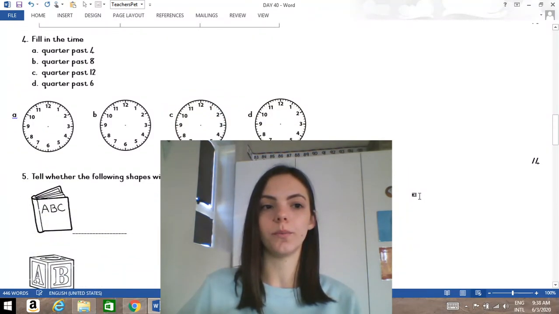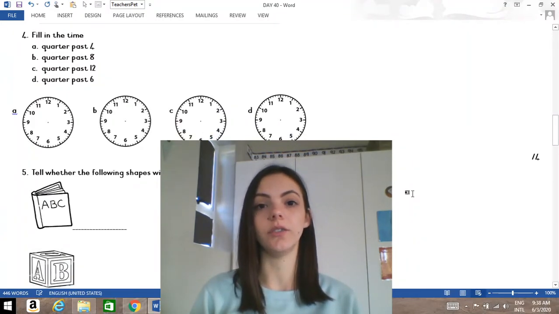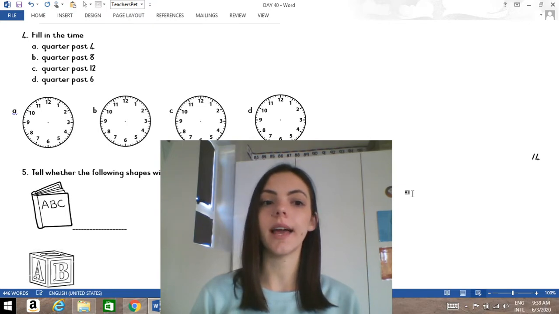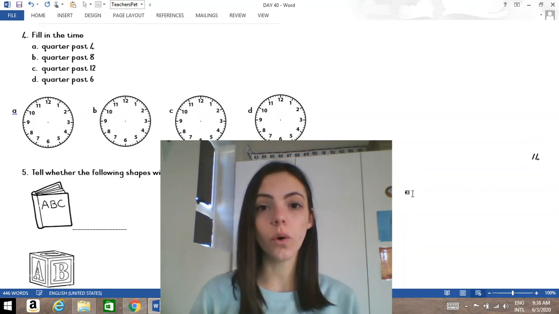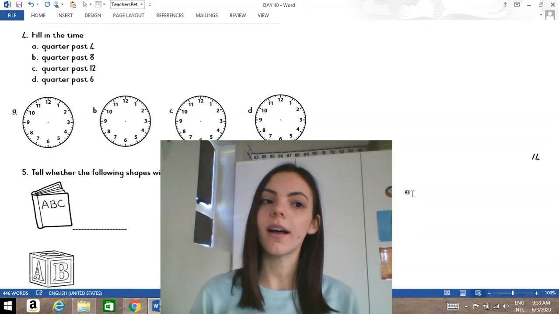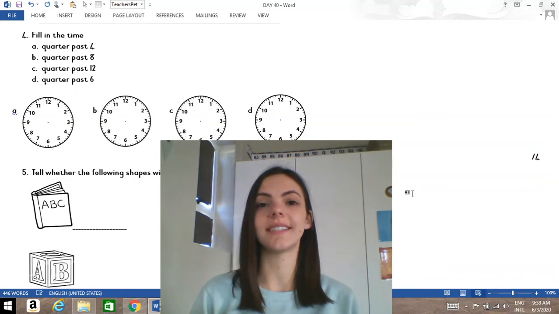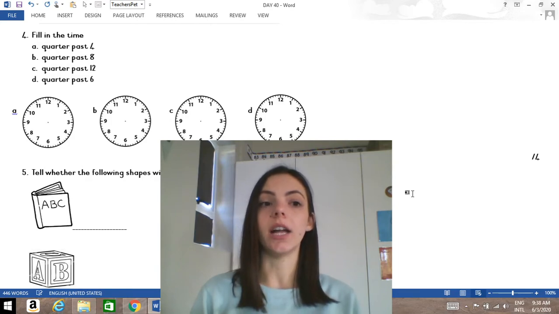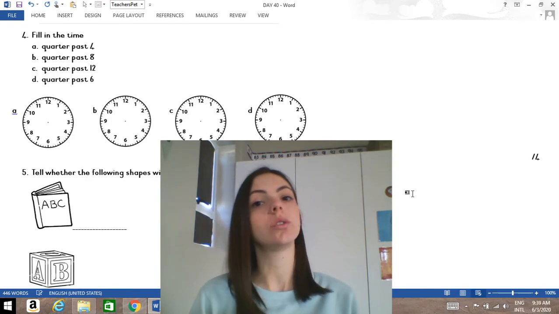Question number 4. It's time. Now we learned our new time, that is 1/4. I want you to fill in the arms on the clocks and look at 4A, B, C and D, and look at the clocks. Now A, you need to fill in on that clock 4:15, B is 8:15, C is 12:15 and D is 6:15. Remember what 1/4 is, where your long arm must be, and remember where your short arm must be if it's 1/4.